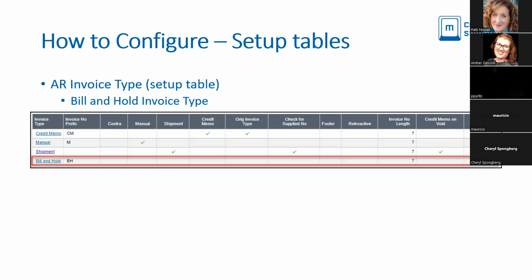Plex segregates Bill and Hold invoices based on this flag, and Bill and Hold invoices will automatically generate nightly or via the frequency you specify. And again, you can create those on demand in batch or individually.